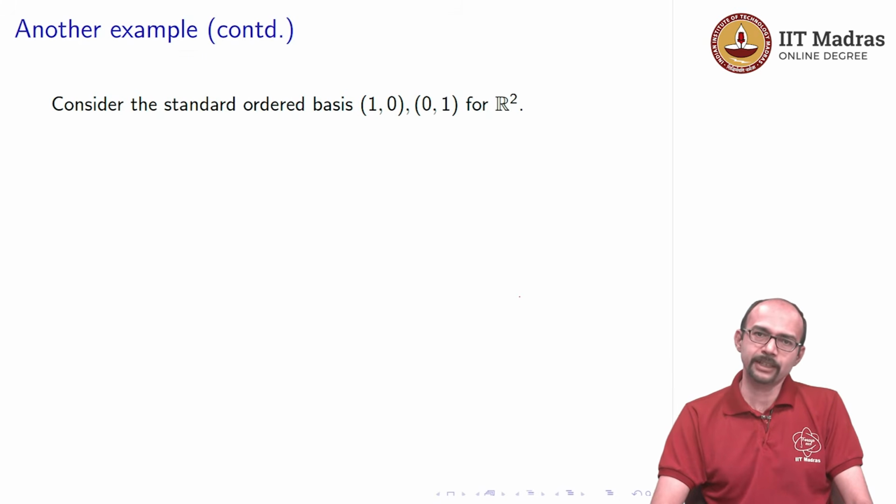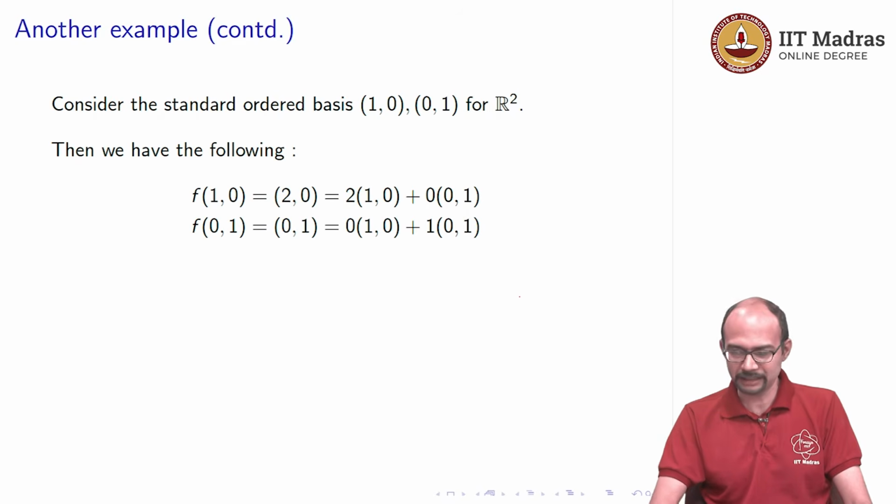Instead, you can look at the standard ordered basis. So, this time this is your beta prime and gamma prime, and it is clear, it is (2x, y). So, f of (1, 0) is (2, 0), f of (0, 1) is (0, 1).